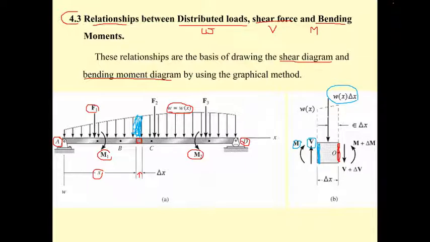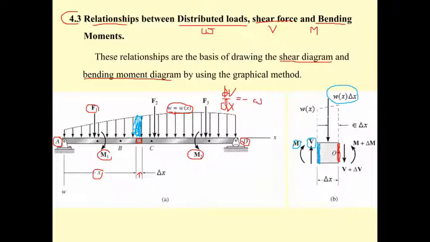First, we have the relationship dV by dx equal to minus W. The meaning of that is that the slope of the shear diagram is equal to minus the distributed load. For example, we have this one, dV by dx equal to minus W.